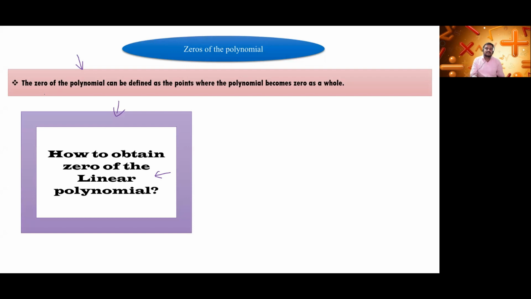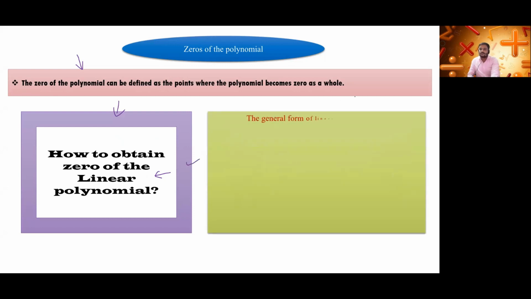So next you will write this page also. The zero of the polynomial can be defined as the point where the polynomial becomes zero as a whole. Okay. Let's take an example of a linear polynomial and understand how to obtain the zero of the polynomial. This is the general form of the linear polynomial. Whenever you see a linear polynomial, it will be in this form only, ax plus b, where the power of x, the degree of x, will always be 1. See, this is an example, 3x plus 7. It is also of this form, ax plus b.